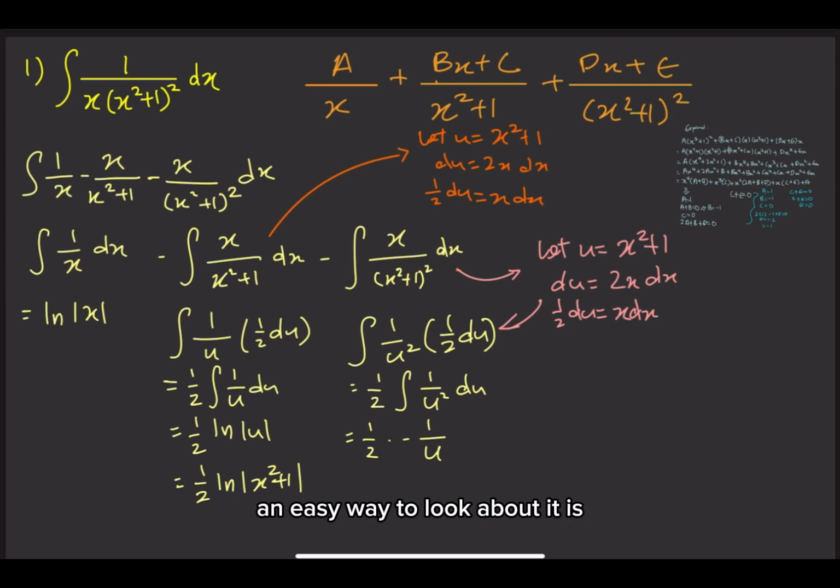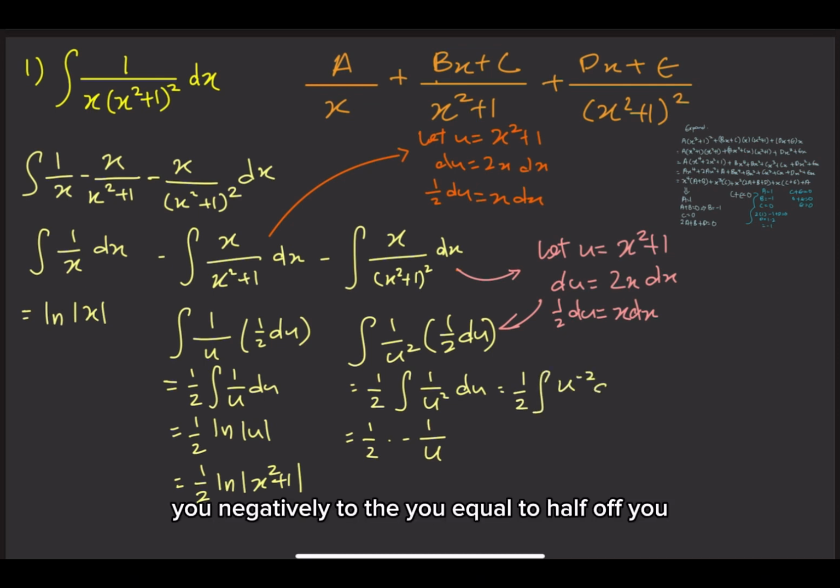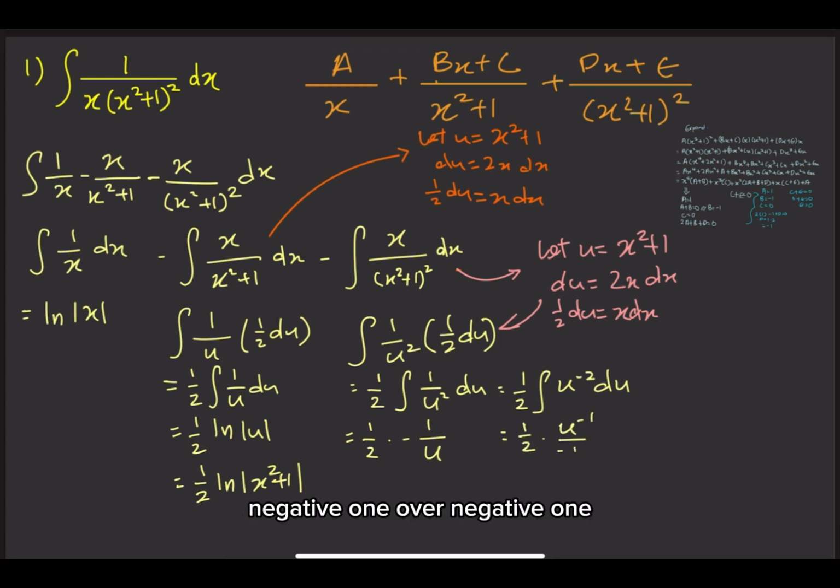An easy way to look at it is half the integral of u to the negative 2 du, which equals half of u to the negative 1 over negative 1, which equals half of negative 1 over u. So you get negative 1 over 2u, and once you substitute, you get negative 1 over 2 times x squared plus 1.